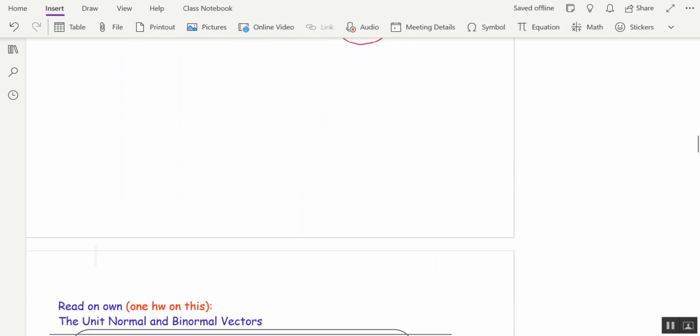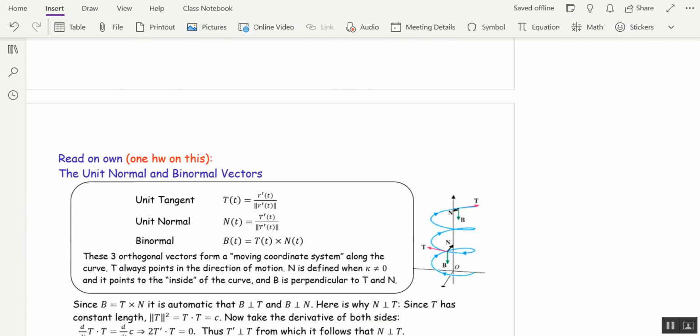Okay, and that's the end of the ones I'm going to do. You're going to read on your own about normal and binormal vectors, and here are the formulas. Normal is super easy, and binormal is too. It's just the cross product of N and T. All right, and that's the end.